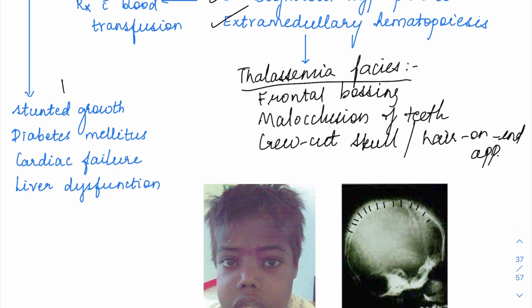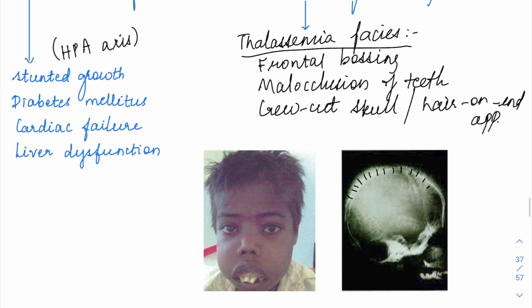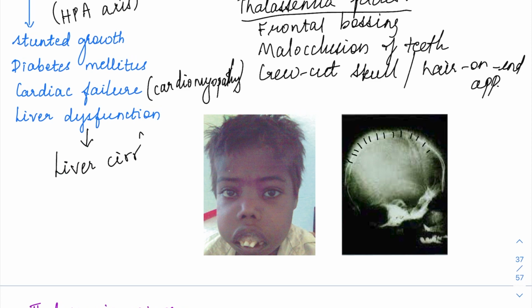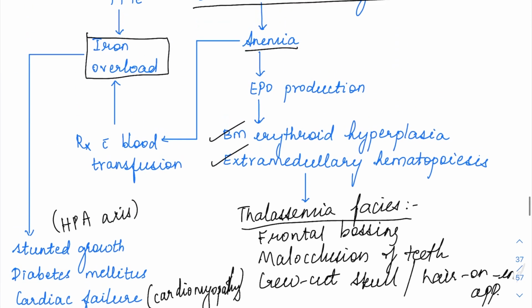So here the iron which is present is going to derange the HPA axis, the hypothalamus pituitary adrenal axis. So that will result in stunted growth. So stunted growth will be there, hypogonadism can be there. Apart from that, the islets of pancreas can be affected. So there can be diabetes mellitus, and then cardiomyopathies, restrictive or a dilated kind of cardiomyopathy, can result in cardiac failure, or a liver dysfunction. So the excess iron can go and deposit in the liver, causing liver cirrhosis. So it is more or less the same features of hemochromatosis, right?